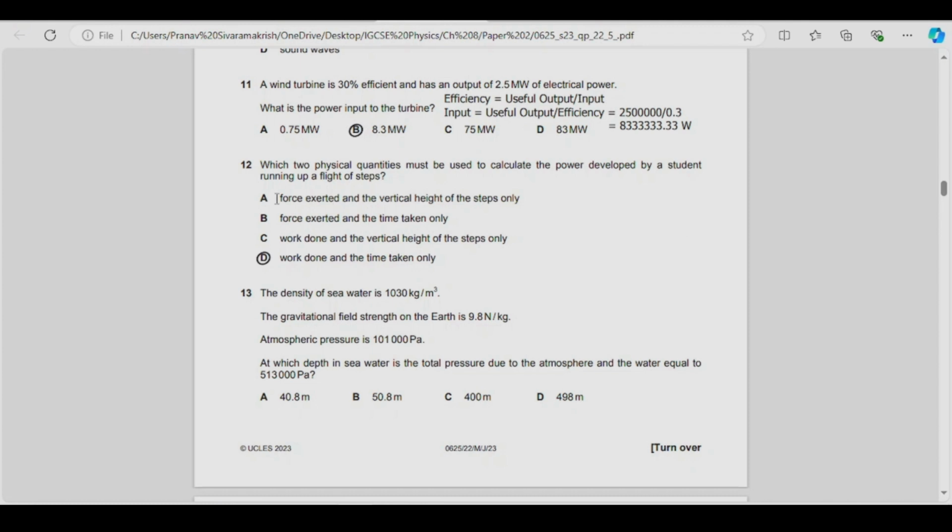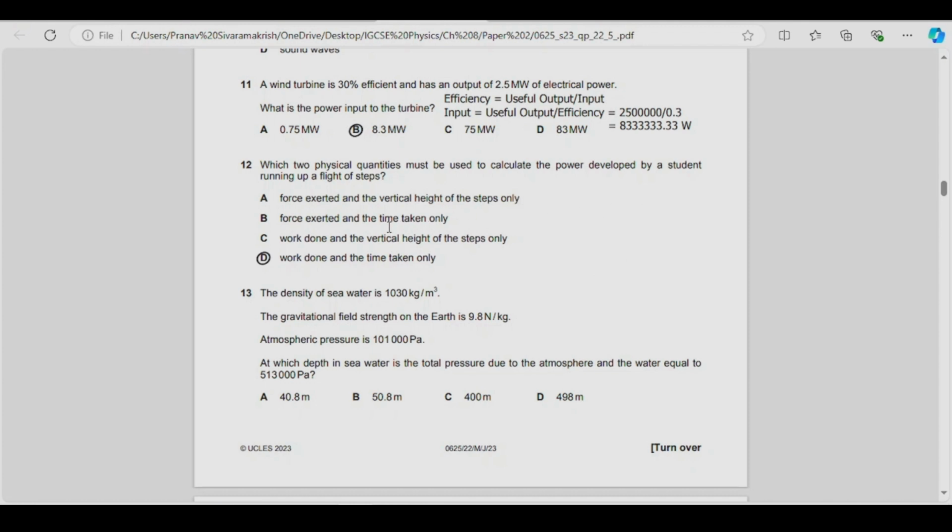So the first one we have is force exerted and the vertical height of the step only. This is a bit of an interesting one because the student goes up the steps. Although the student is gaining a certain height, and the vertical height of the steps added together will give you the total height of the stairway, it's not directly in the direction of motion of the student, and it's not in the direction that his force will act. So that's not the right answer, but that's there to confuse you.